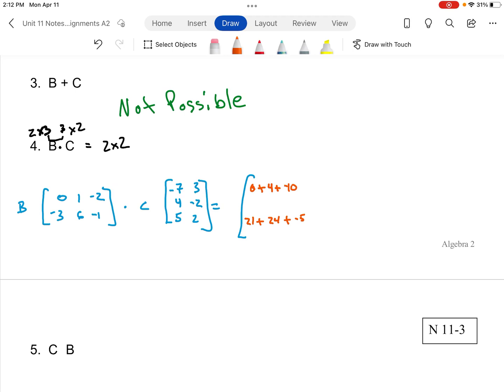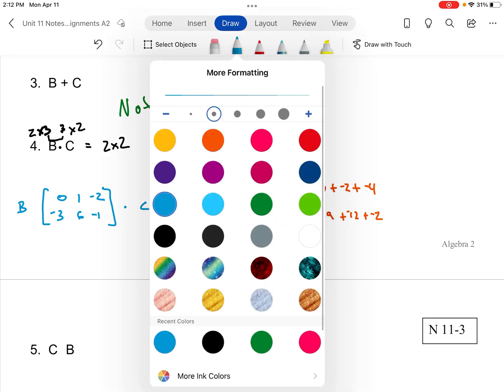Okay. All right. Now up here, I'm going to go first row, second column. So 0 times 3, 1 times -2, and then -2 times 2. Okay. And then finally, second row, second column, -3 times 3, 6 times -2, it's -12, and then -1 times 2, -2. Okay, then we're going to add all these together.